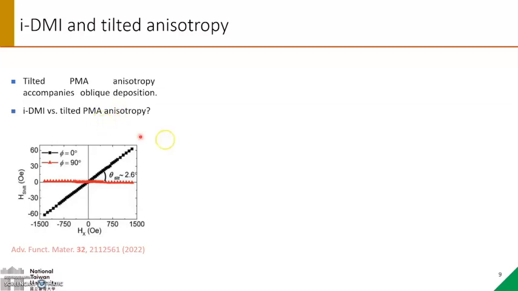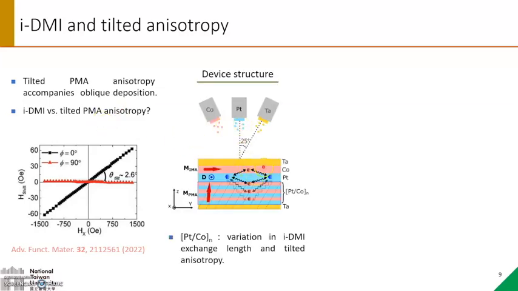Here we separately fabricated a series of samples where stacks of Pt/cobalt multilayers served as the PMA layer and a thick cobalt layer the IMA layer. We chose this repetitively stacked Pt/cobalt multilayer to generate variations in IDMI exchange length and the degree of tilted anisotropy. Previous results on tilted anisotropy have showcased the shift in hysteresis loops to be linear to the external in-plane field.